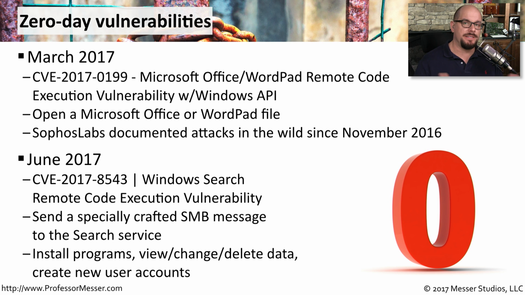Another example of a zero-day vulnerability that had to be patched very quickly was in June 2017. This is a CVE that was associated with the Windows Search remote code execution vulnerability. The bad guys could send a specially crafted server message block message to the Windows Search service and effectively control many aspects of the operating system. They could install new programs, they could view, change, or delete your data, and they could install their own user accounts on your system. That's obviously one of those zero-day vulnerabilities that needed to be patched very, very quickly.